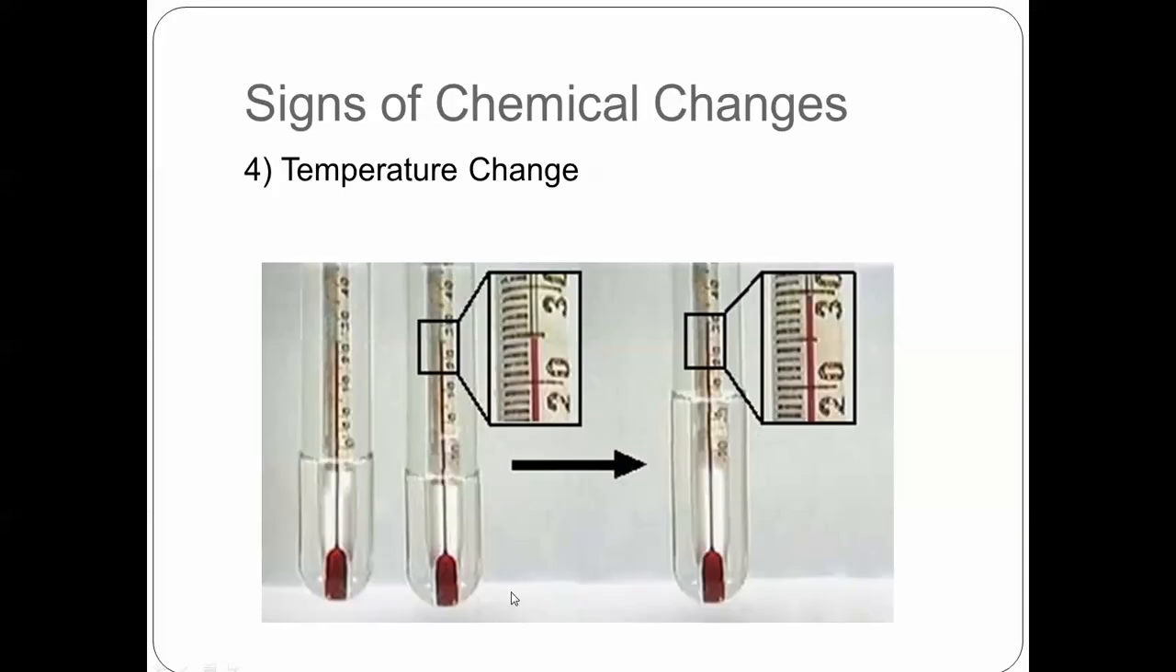The last example that we discussed was the temperature change. In these two liquids, the thermometer is right around 25 degrees Celsius. When these two liquids combine, the temperature rises to about 30 degrees Celsius. That means that energy is released, or given off, in this experiment. Therefore, this is an exothermic experiment.